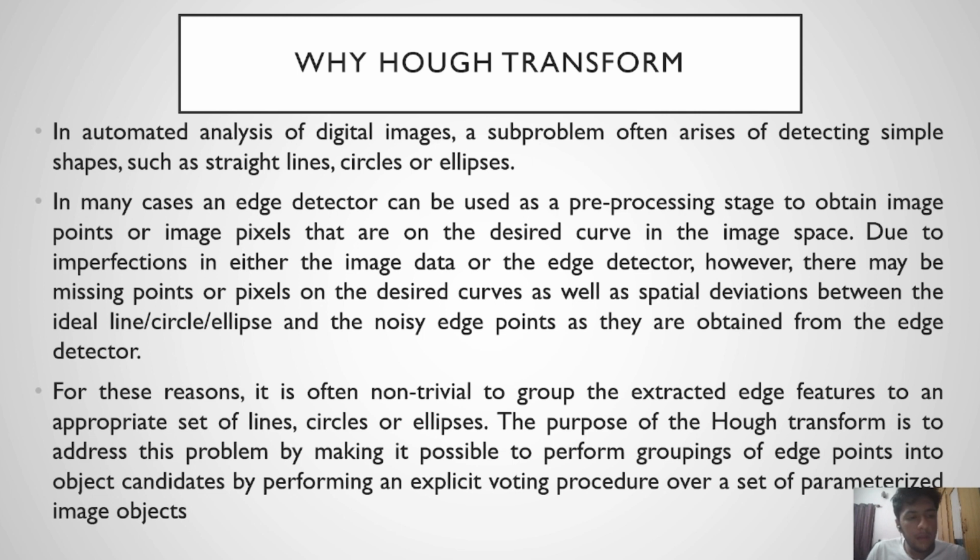There may be missing points or pixels on the desired curves, as well as spatial deviations between the ideal line, circle, or ellipse and the noisy edge points as they are obtained from the edge detector. For these reasons, it is often non-trivial to group the extracted edge features into an appropriate set of lines, circles or ellipses. So the purpose of the Hough transform is to address this problem by making it possible to perform grouping of edge points into object candidates by performing an explicit voting procedure over a set of parameterized image objects.